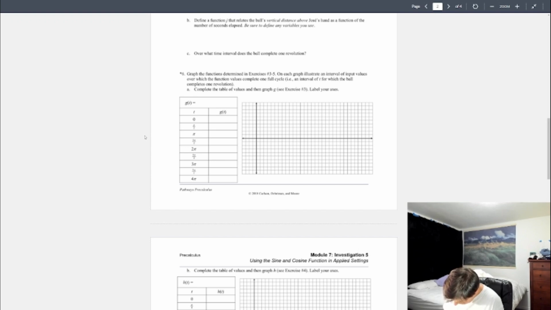Pi over 2. Pi. 3 pi over 2. 2 pi. This is not to scale. Probably should have counted out which ones. Is it 5 pi over 2?